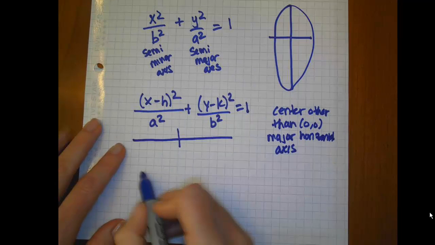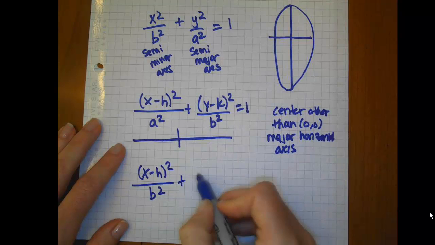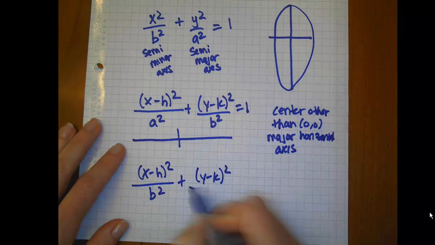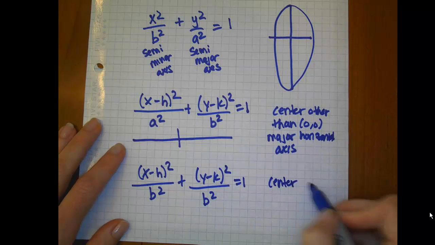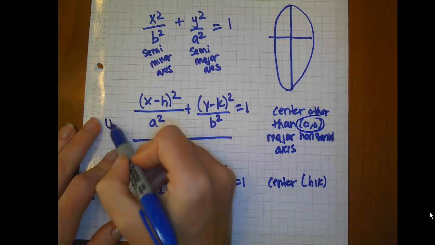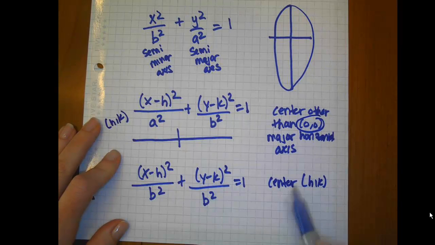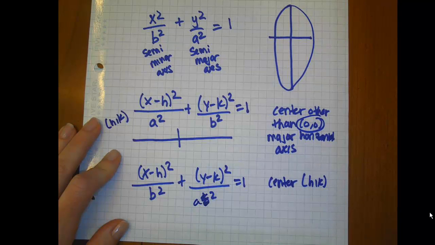And then if I have x minus h squared over b squared plus y minus k squared over a squared equals 1, this is a center at h, k, or other than 0, 0. So here my center would be h, k as well. And I just made a mistake. This should be a squared. Okay, sorry, I've been recording too long to re-record.